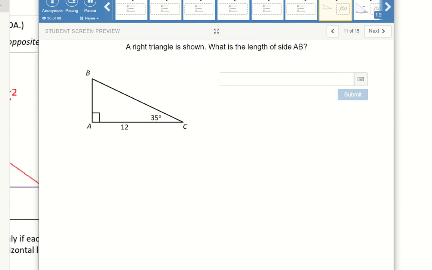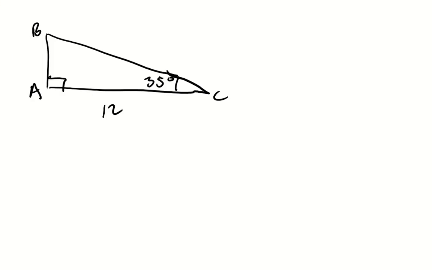So let's see. We've got triangle ABC right here, and we're trying to find AB. Well, again, we're going to use the tangent of 35 degrees. Tangent is opposite over adjacent, so it's going to be AB over 12.